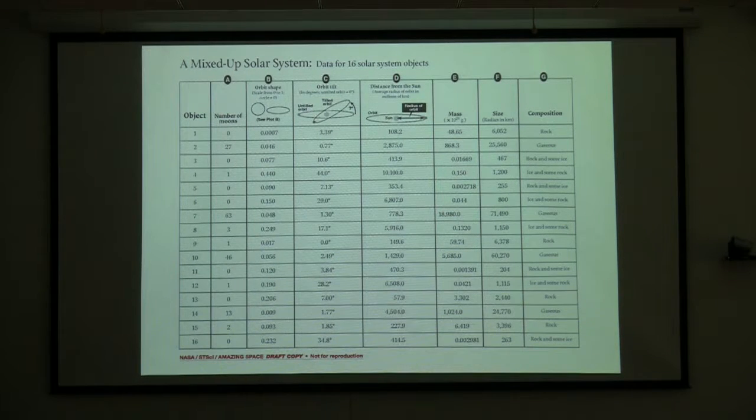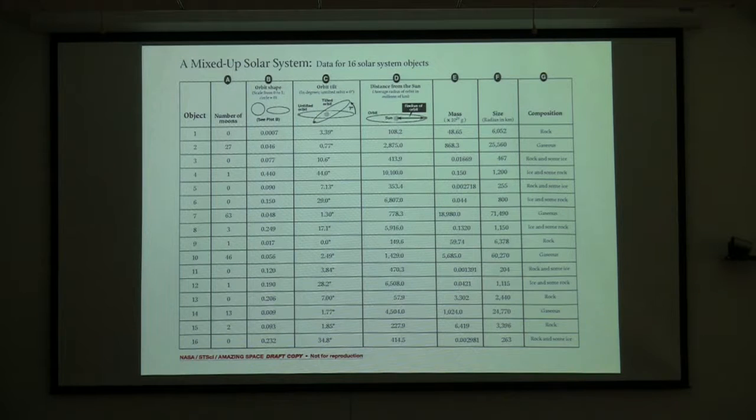Column C, we have the orbit tilt, where there is a flat orbit, which others are compared to in terms of tilting in a matter of degrees. Column D is the distance from the sun, which is the radius of the orbit in millions of kilometers. Millions of kilometers is the unit here.